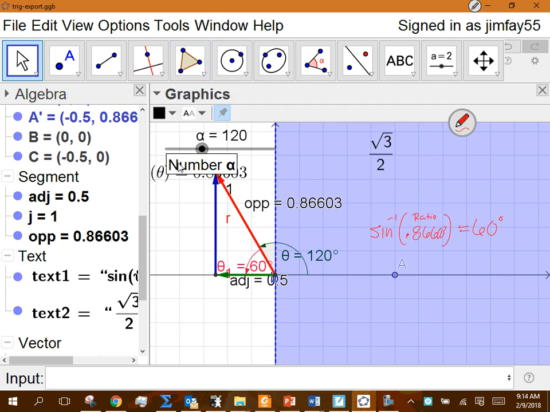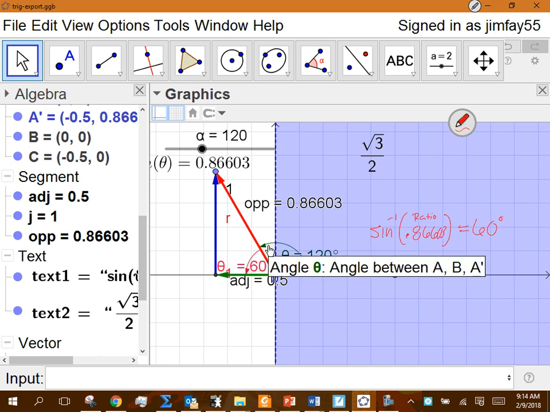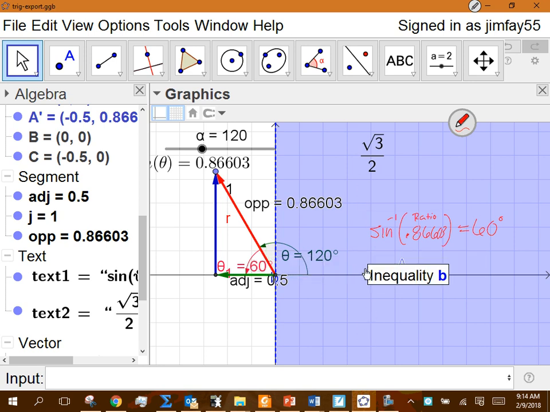We see that 0.866, and we see the radical 3 over 2, but this 120 degree angle is no longer in this blue stuff, right? So what I'm trying to show you here is our calculator, our technology, because how it's referencing the inverse function will never spit back that 120, even though we know the sine of 120 is 0.866. Is that all right, everybody?